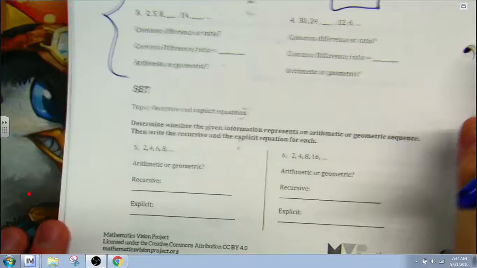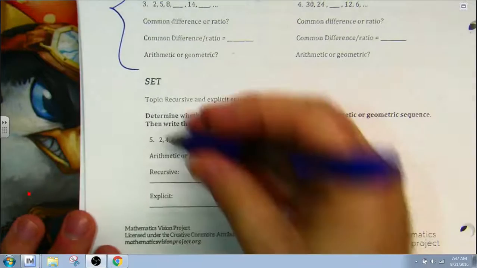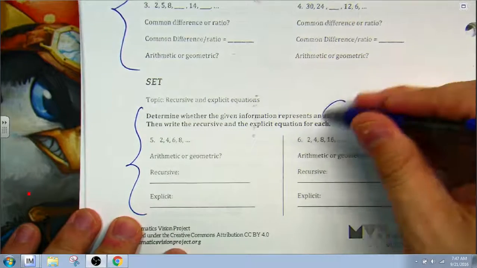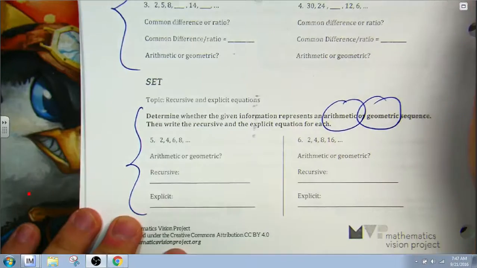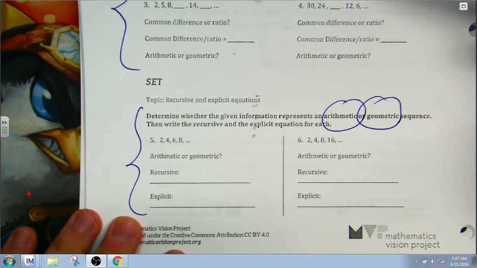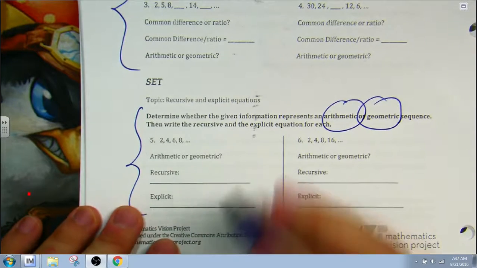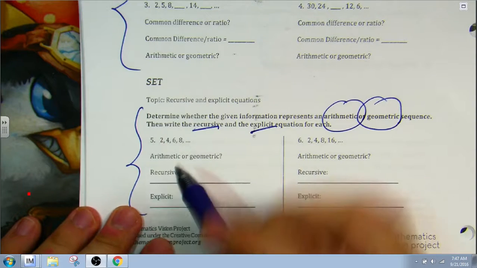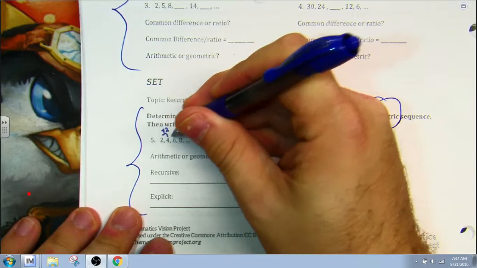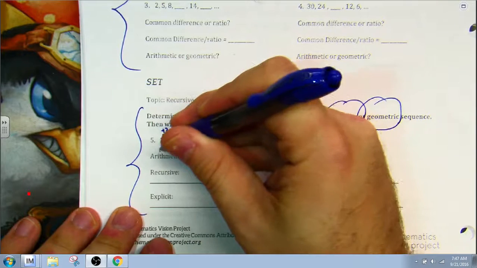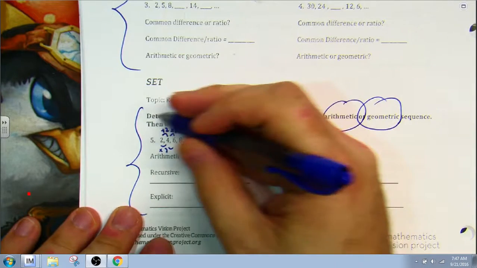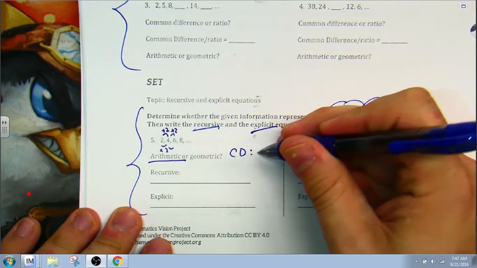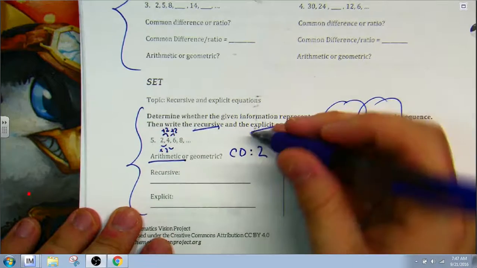Now again, what we're going to be doing for the set section is, again, we're trying to determine if it's arithmetic or geometric. So we're going to use the same skills we used in that first section to figure that out. Then it wants us to write recursive and explicit. So we look at this again, and I see this is either plus 2, or times 2, but that's not times 2, so I can tell that it's arithmetic, and my common difference is 2. I'm adding 2 at each step.